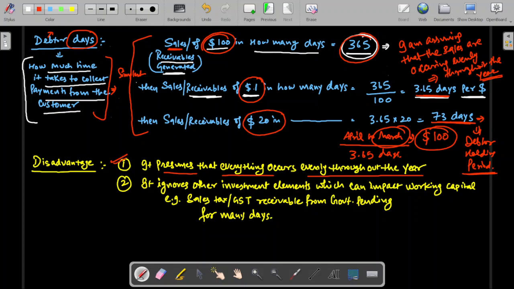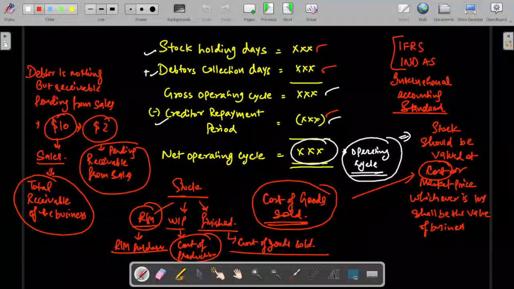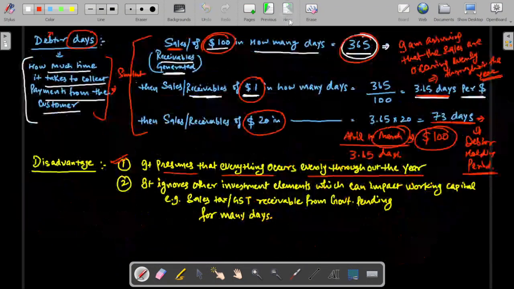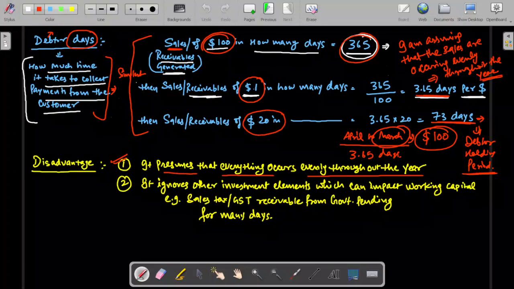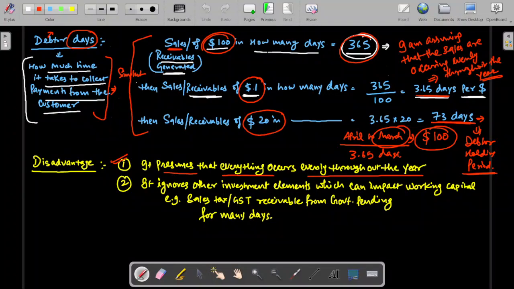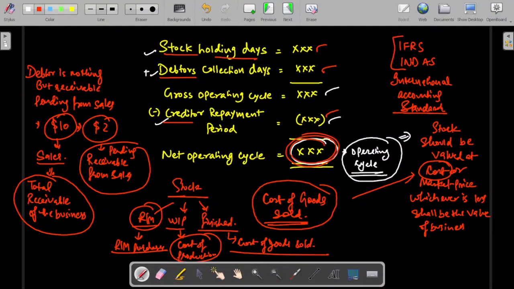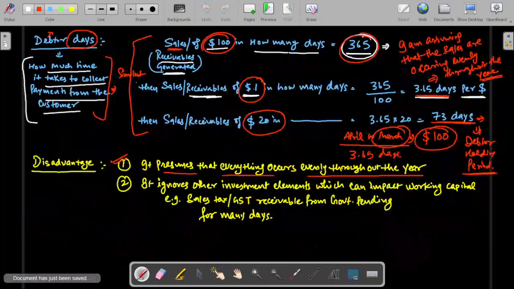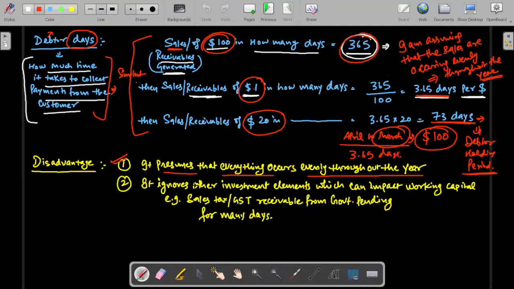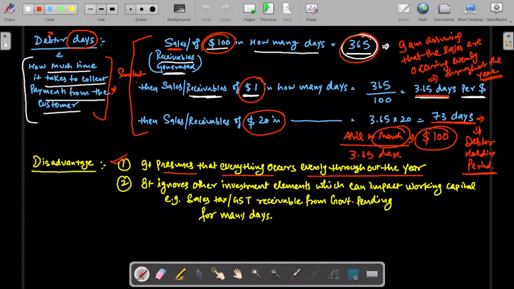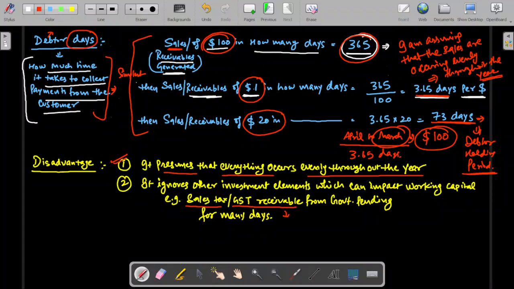The second disadvantage is very simple. I am considering only three factors here: stock, debtors, and creditors, for the calculation of the operating cycle. By the operating cycle, I am telling myself that for this much time the client's working capital funds are blocked. But this calculation of time is altogether incorrect because there are many other elements in the business which I have ignored. For example, sales tax, or GST in India, goods and services tax, is applicable.